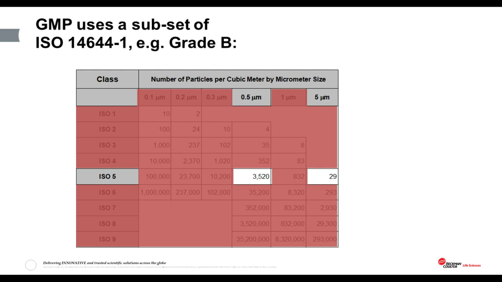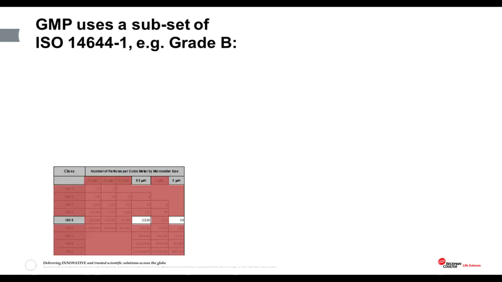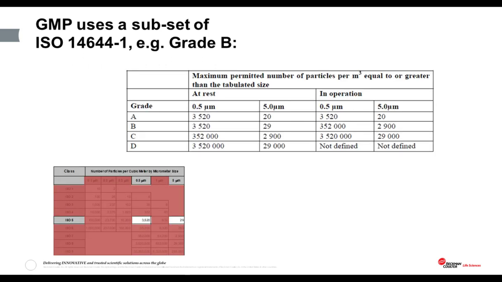Now, the idea from the ISO standard is that the user must decide what particle sizes they're interested in and how clean the clean room must be for their process. And then they choose a subset of the clean room class and particle size from the ISO table. Now, GMP has decided that the particle sizes of interest are 0.5 and 5 microns. And you can see that for grade B at rest, the number of particles matches ISO 5. There's your 0.5 and 5, and there's the number of particles. So you can see GMP has taken a subset of the ISO standard.